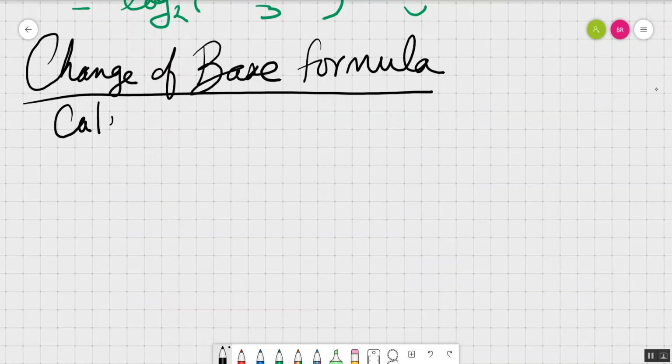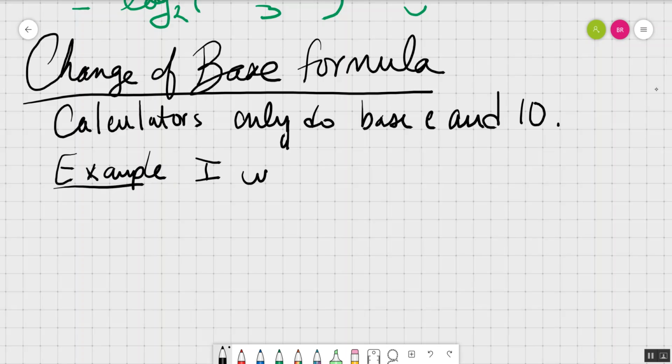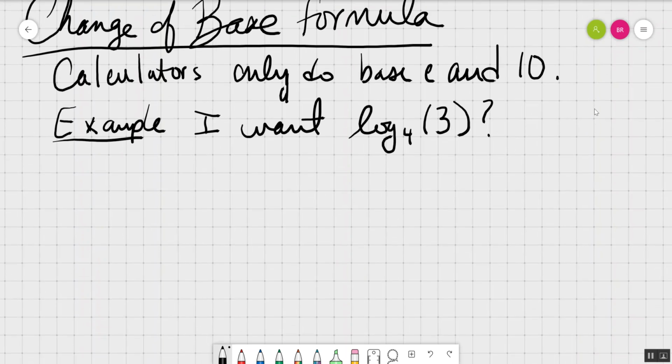So we notice that calculators only do base e and 10. What this is going to do is help us do the other ones. So for example, I want to do the log base 4 of 3. I want to know the value of this. Is it between 2 and 7, or is it like a 1? I don't know. It's probably some crazy decimal, and it's probably going to be small. Let's see how to do that.